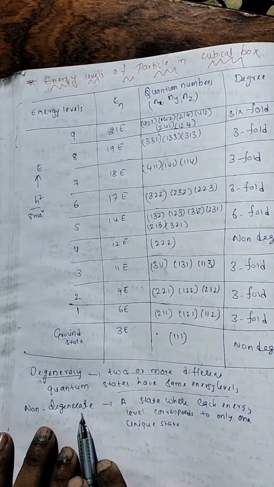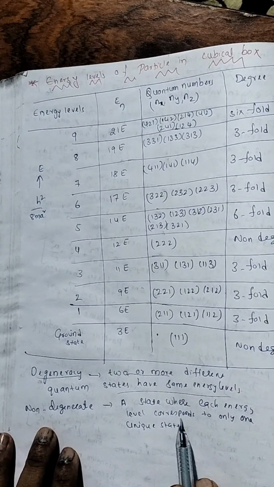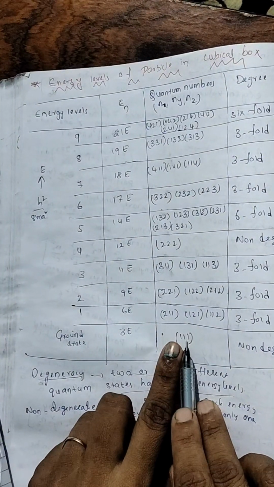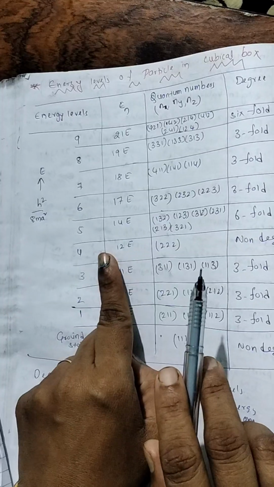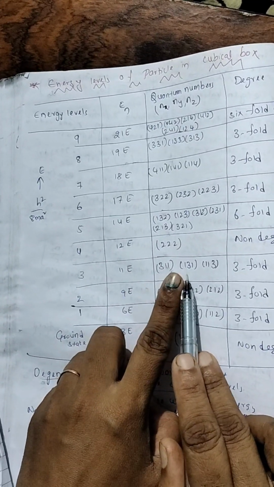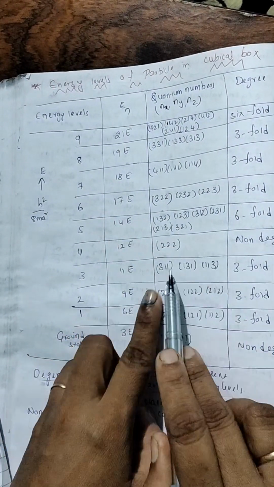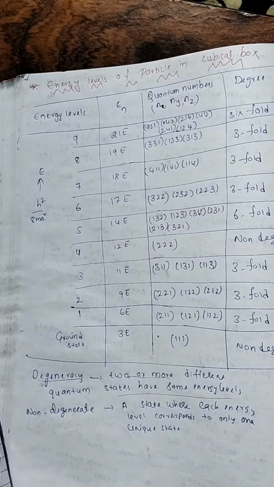Similarly, non-degenerate is a state where each energy level corresponds to only one unique state. 1, 1, 1 is one unique state, 2, 2, 2 is one unique state. Here different: 3, 1, 1, 1, 3, 1, 1, 1, 3 are different. But here the same unique state. This we call non-degenerate.